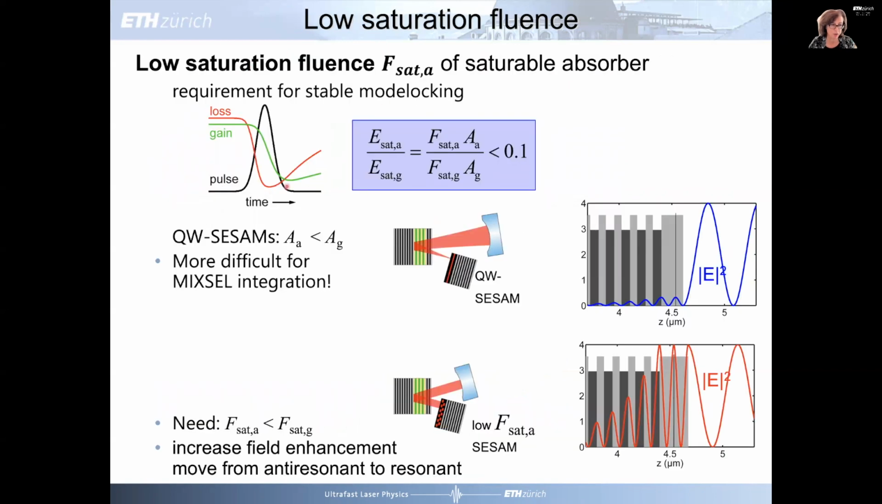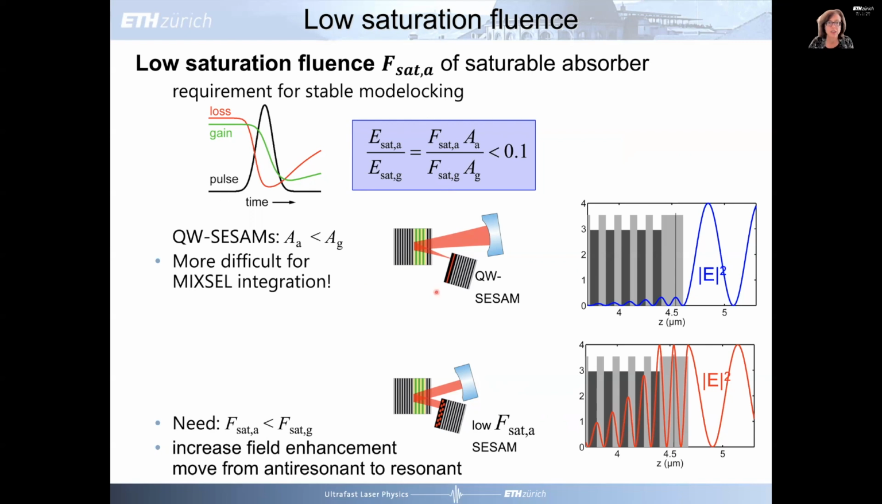When I mode lock this dipole solid state laser, I have significant gain saturation. So I need to make sure that the loss saturation is sooner, faster than the gain. That means the saturation fluence of the gain needs to be larger than the absorber. If you have used the same material and the same field enhancement, this is not what you get. You don't get the net gain window.